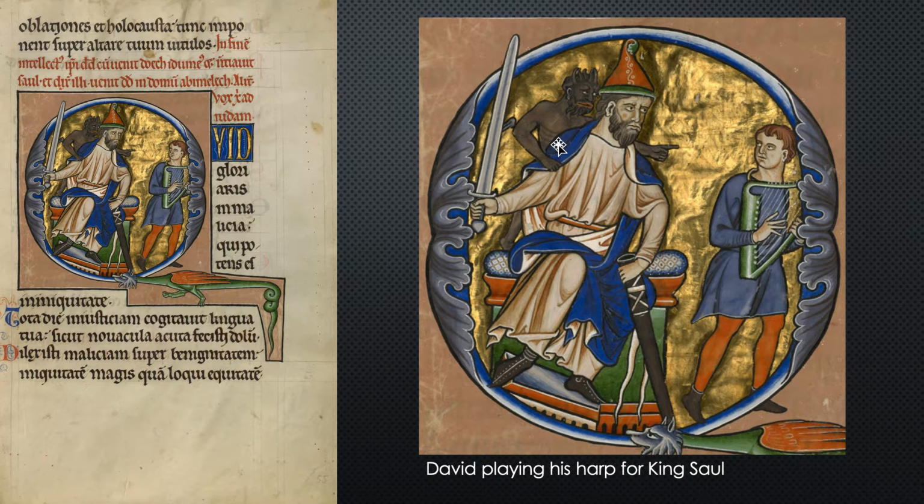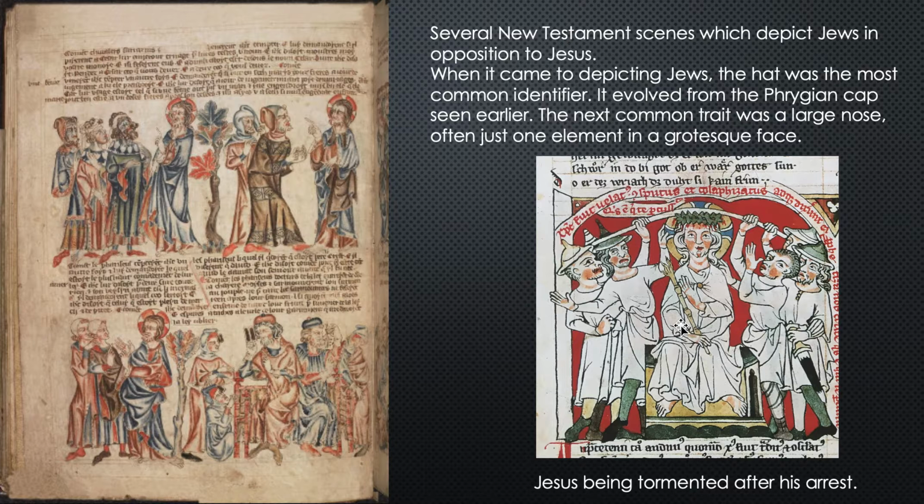So here he is whispering in Saul's ear, telling him lies about David, I'm sure, because Saul's got his sword out. So there you go. It's a beautiful little illumination. And Saul is depicted as a medieval Jew in his little hat.